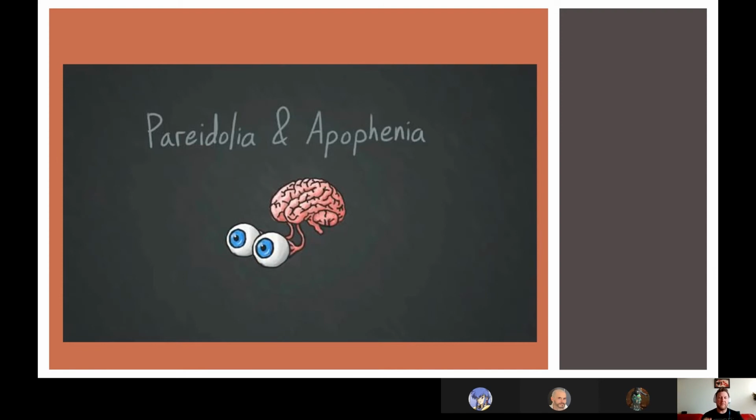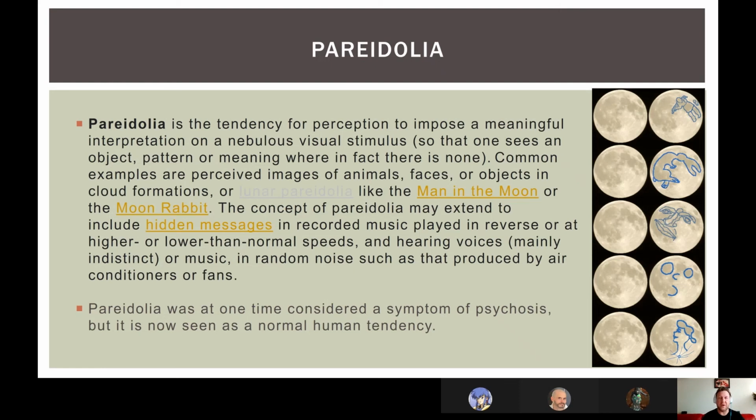So we have eyes, we have brain, and we have two funny words, pareidolia and apophenia. Both words sound pretty much like something from psychiatry, like some disease. And actually it is. Both of these words describe psychic diseases, but for now they are just the explanation of how the brain works. So let me dive deeper into the first word, pareidolia.